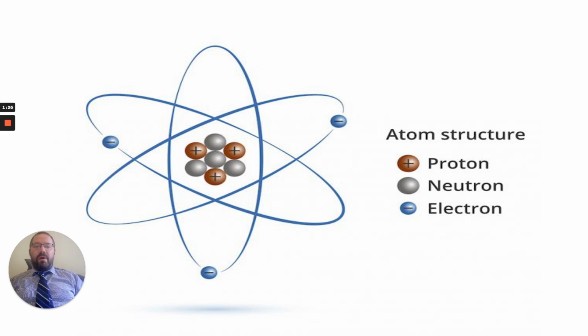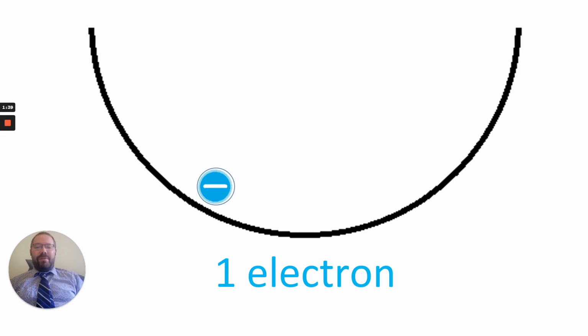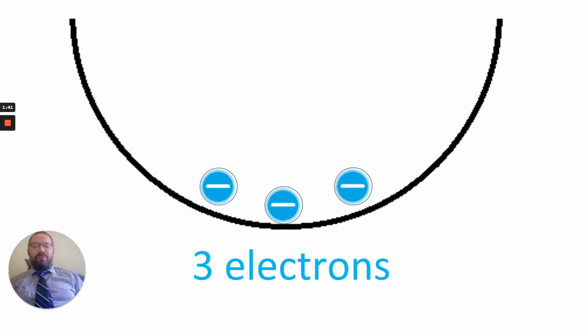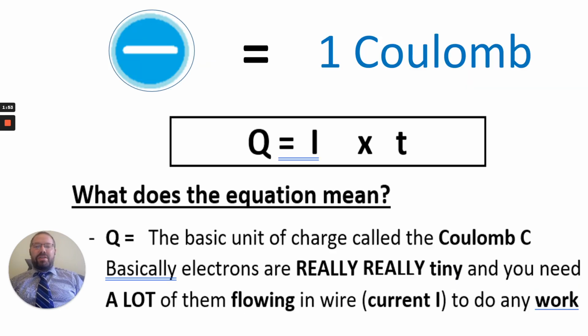There are three parts of an atom: protons, neutrons, and electrons. No prizes for guessing that electricity is made of electrons. Now I want you to picture a bucket with no electrons in it. Now 1, 2, 3, 4, how about 6.24 million trillion electrons? That is the basic unit of charge, and it is the coulomb, and that leads us on to our first equation.